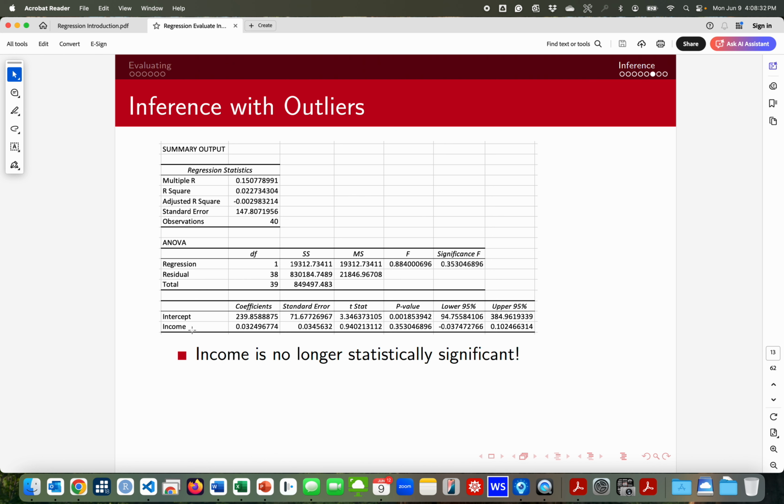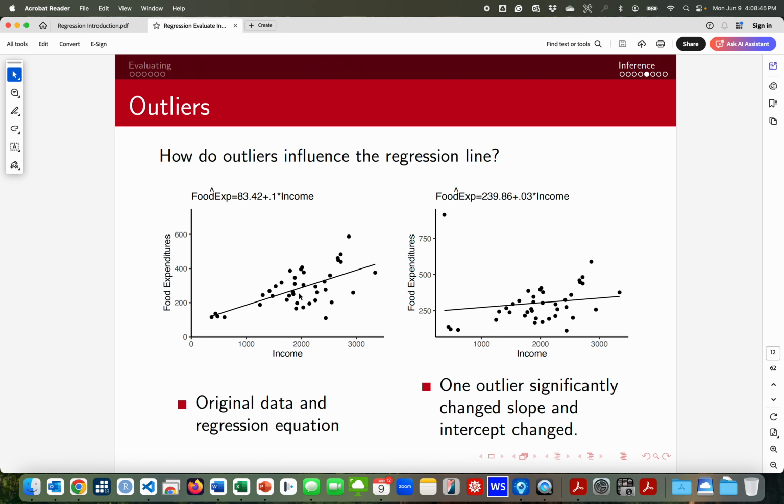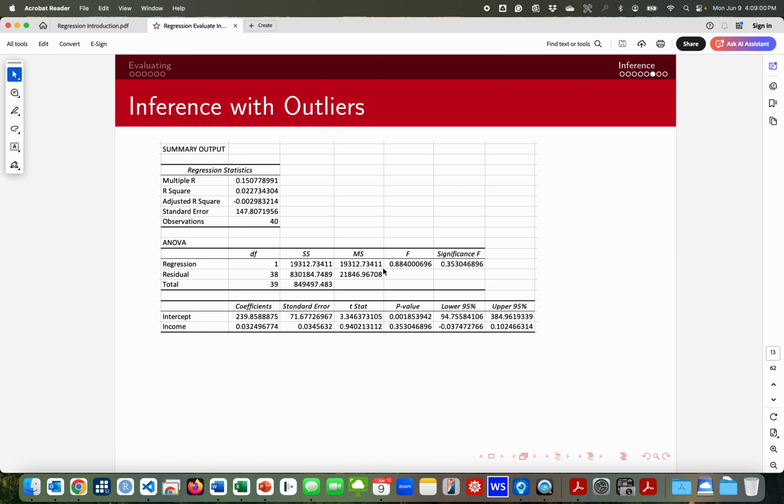We went from finding a statistically significant relationship between income and food expenditure to no statistically significant relationship. And the only thing that changed was one observation. Now, if that outlier had been somewhere in the middle, right here, it may have just pulled the line up. If it was over here on the tail end, it might have made the line even steeper. But either way, it's going to affect the results of the hypothesis test when your sample sizes are really small.